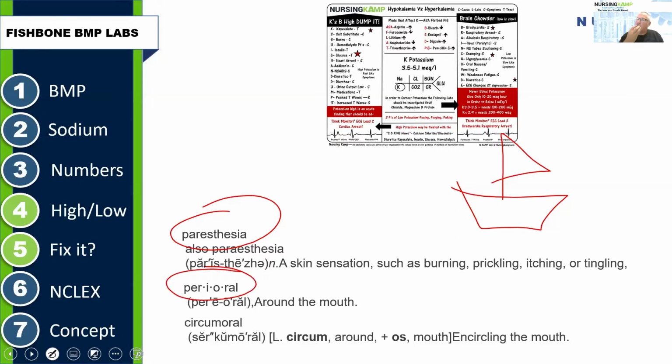Peripheral is another word, and circumoral means around the mouth. So if they have paresthesia or circumoral symptoms, what they're really saying is they have this numbness, tingling sensation. It means evaluate their lab values, especially if you're giving something like Lasix. If you give Lasix and the patient starts having these signs and symptoms, like circumoral paresthesia, you don't give the Lasix. You need to evaluate what's going on with the patient.